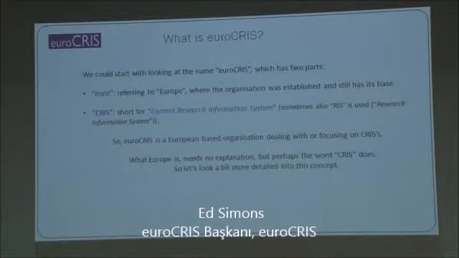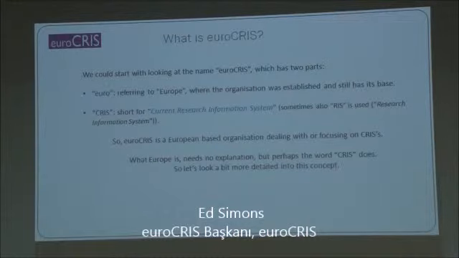So what is euroCRIS? Well, we could start with looking at the name euroCRIS, and this name has two parts, which is Euro, that of course refers to Europe, where the organization was established and still has its base. And the other part of the name is CRIS, which is short for Current Research Information System. Sometimes also the shorter form RIS is used for Research Information System. So basically euroCRIS is a European-based organization dealing with or focusing on CRISes.